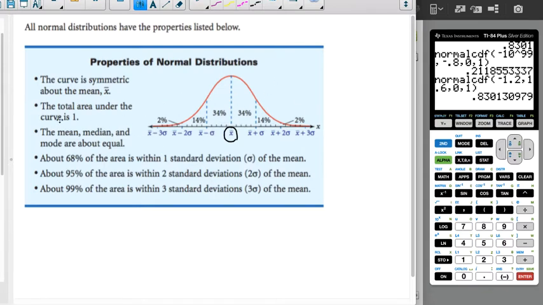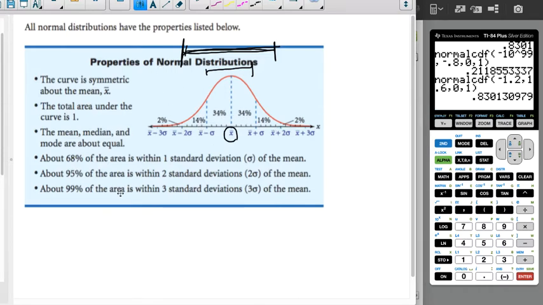The mean, median, and mode are all essentially very, very close. They might not be exactly equal, but they're very close in value. About 68% of the data falls in the first standard deviation, so that would be 34 on either side, because remember that this is symmetric. About 95% of the data falls in 2 standard deviations, which is why we get a 14, 34, 34, 14.